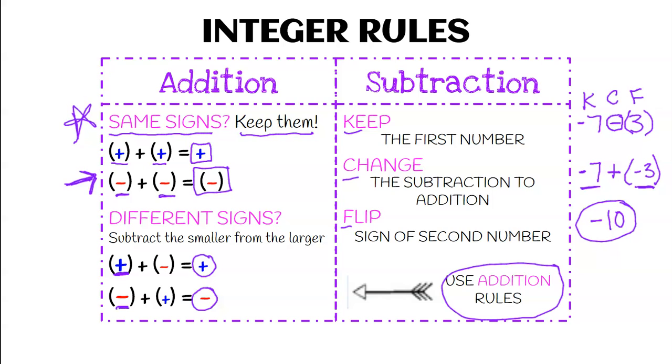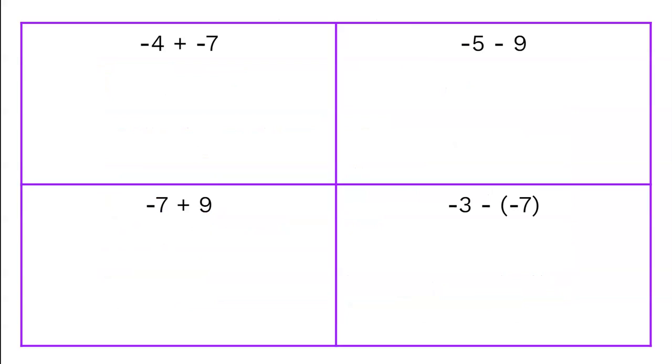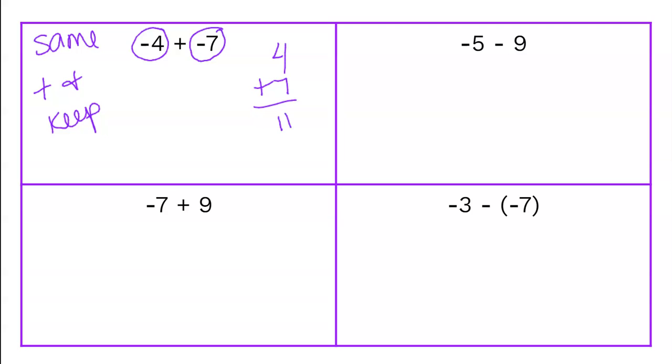Let's practice using our integer rules. -4 plus -7. The signs are the same. They're both negative numbers. So we add and keep. So add the numbers. 4 plus 7 is 11, and it stays negative. So it'd be -11.